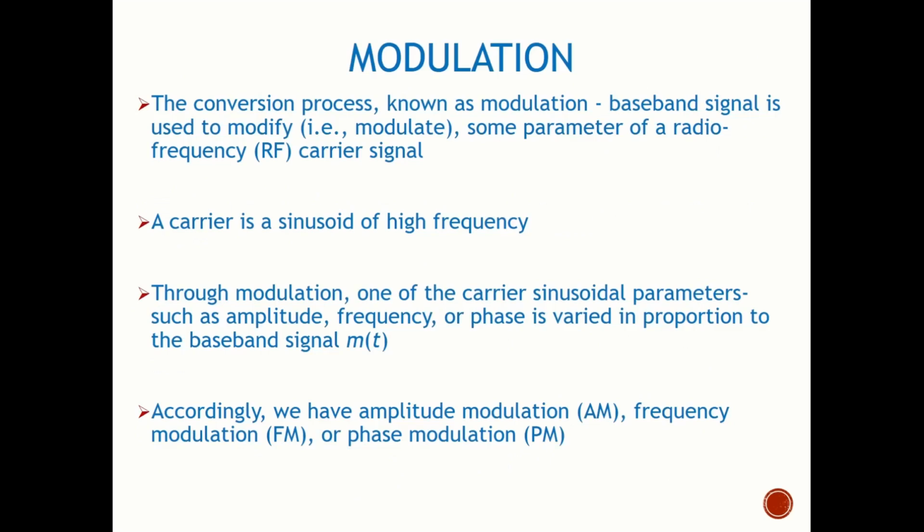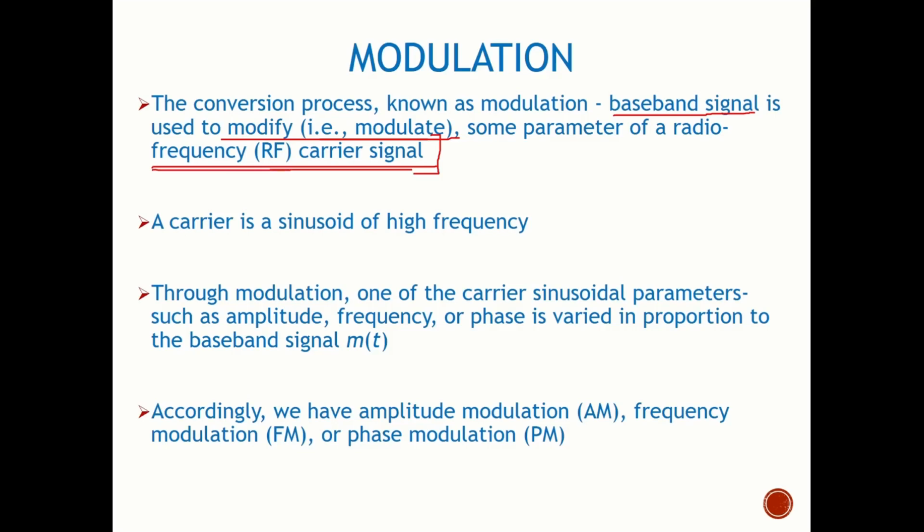What happens in modulation is that the baseband signal is used to modify or modulate some parameter of the radio frequency carrier, which is a high frequency carrier, and the frequency is chosen based upon the channel response, right? If the channel has low attenuation at a certain frequency, we choose that RF frequency to transmit our data.